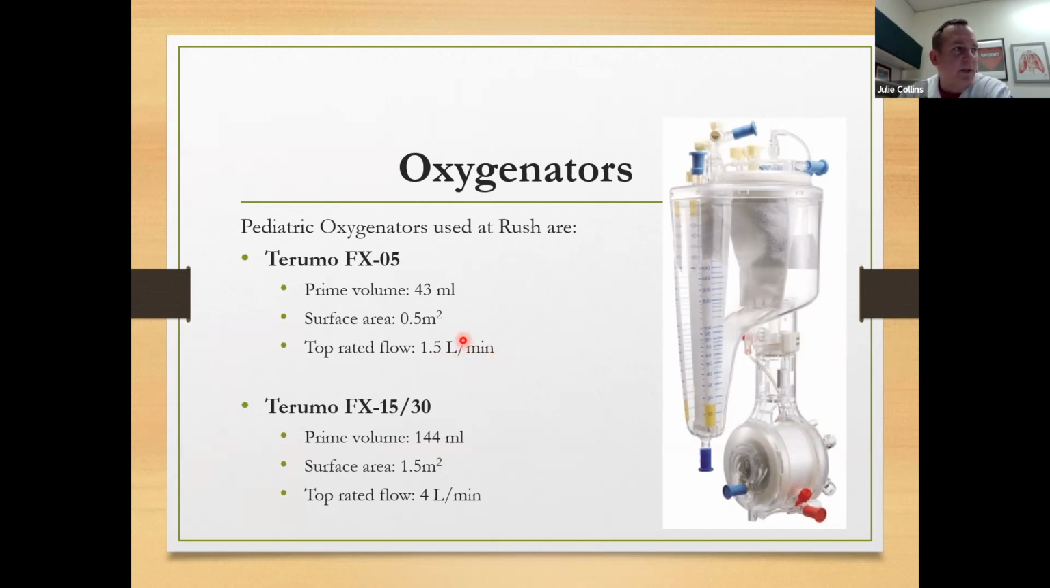The next size up, as you can see, goes from 0.5 meters squared surface area to 1.5 meters squared surface area, which basically is an addition of 100 mils of prime volume. So it's always kind of those in-between kids where you have to make that decision. Do I keep the smaller oxygenator and potentially not be able to oxygenate fully, or do I do the step up? I will say if you're really conflicted about it, it's always safer to do the step up.